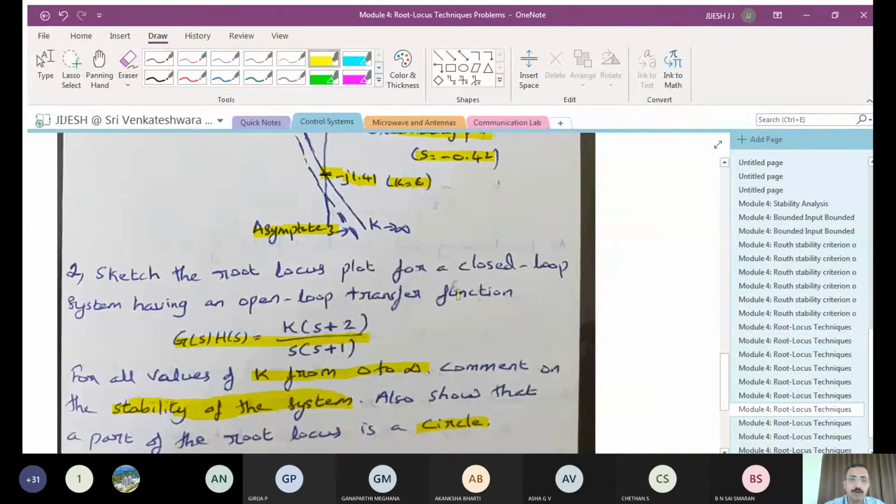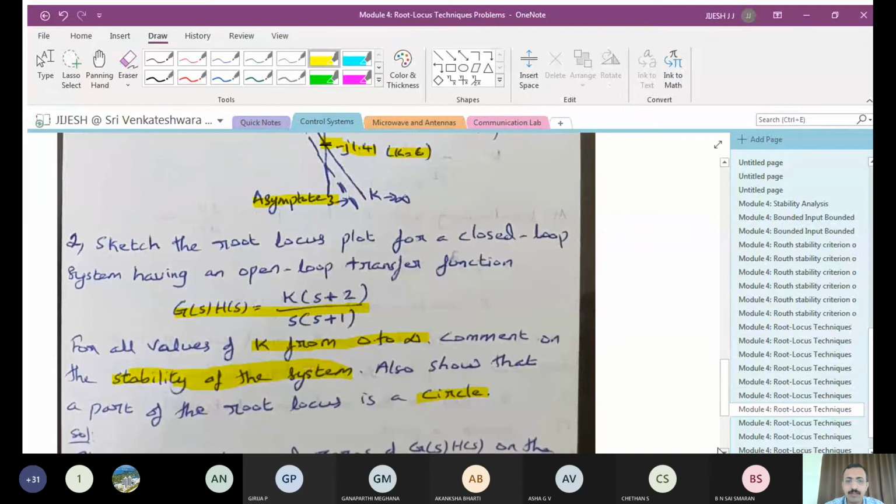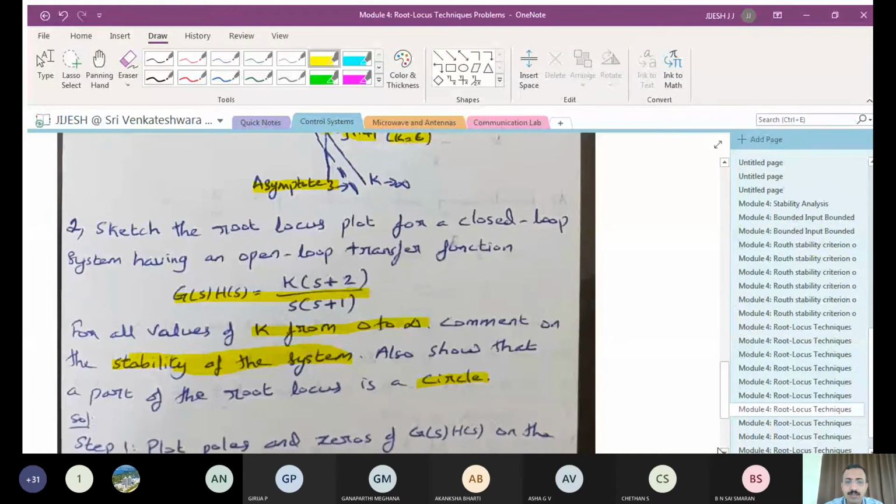Note down this problem and try to write the steps, similar to what we did for the previous one. First you need to find the poles and zeros.